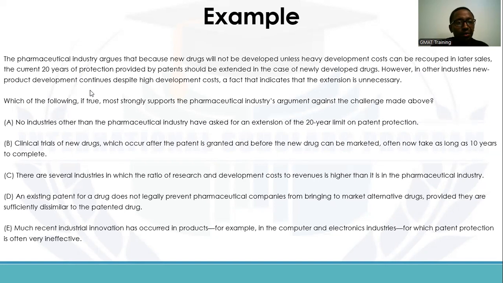So our example says: The pharmaceutical industry argues that because new drugs will not be developed unless heavy development costs can be recouped in later sales, the current 20 years of protection provided by patents should be extended in the case of newly developed drugs. However, in other industries, new product development continues despite high development costs, a fact that indicates that the extension is unnecessary. Which of the following, if true, most strongly supports the pharmaceutical industry's argument against the challenge made above?